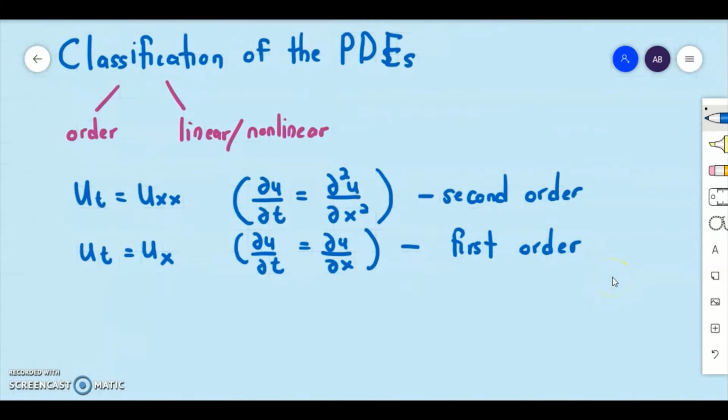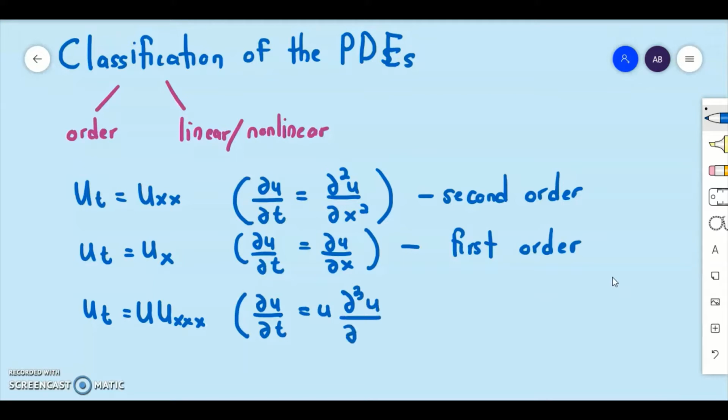My x and t both are first order, first derivative. Now if I have u_t = u_xxx, another way to write this: partial u over partial t equals partial cubed u over partial x cubed. So this is third order. That's how you determine the order of the PDE.